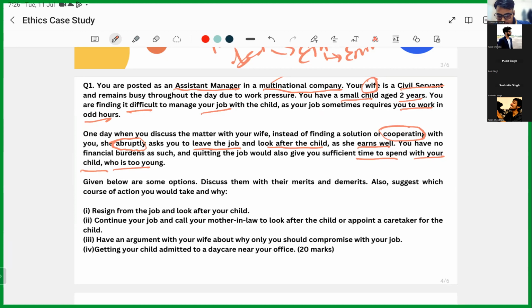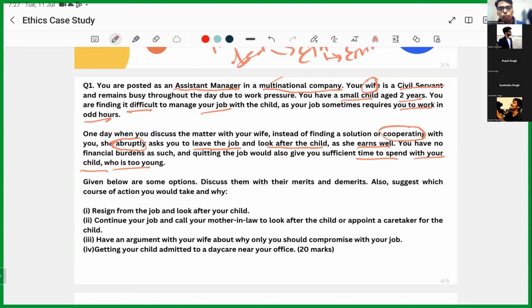Clear? Till now, I just wanted to ask, are you guys able to relate to how to solve the case study? Meaning how to read the case study. I have not solved it, but I have read it, because while reading, whatever arguments came to my mind within the time, I just shared with all of you. Just let me know through your chat box, yes or no. Okay, fine. Thank you.